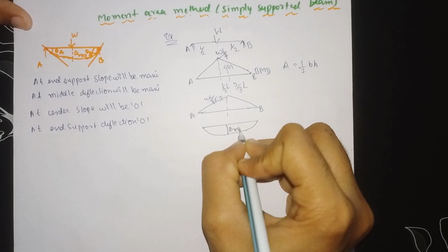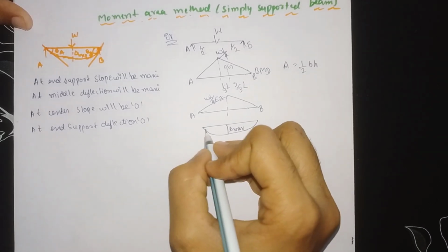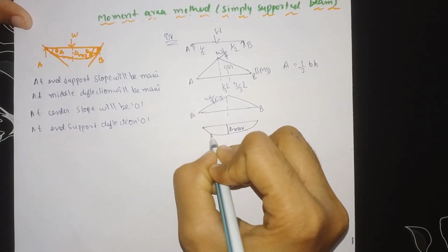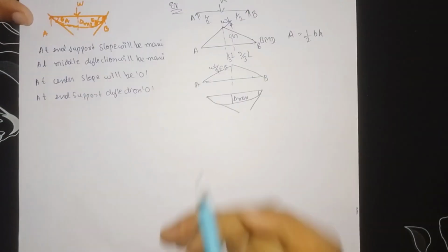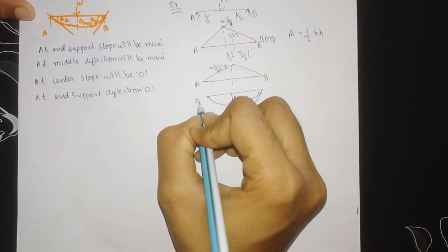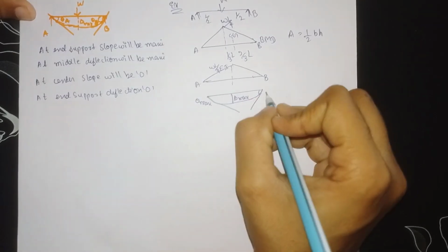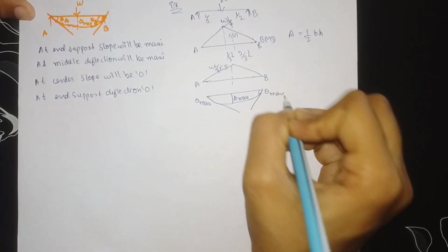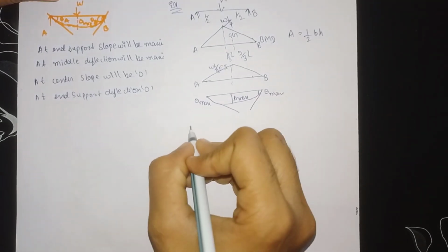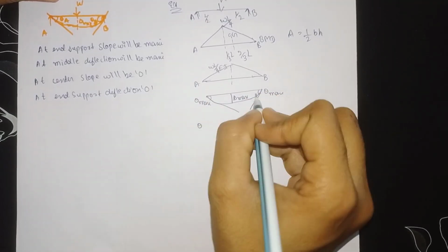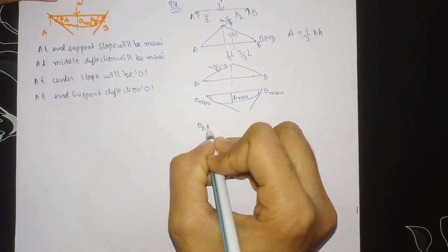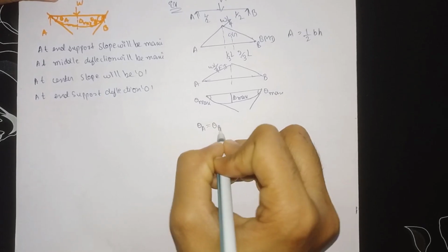At the center, our deflection is maximum. At point A, the beam will deflect like this, and it also deflects like this. Here also the slope theta is maximum. Now to find theta A, theta A is equal to theta B.